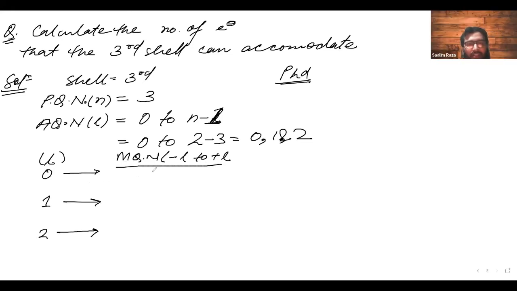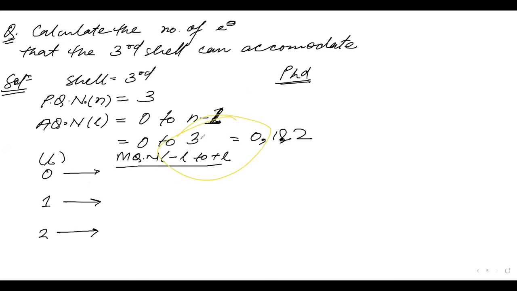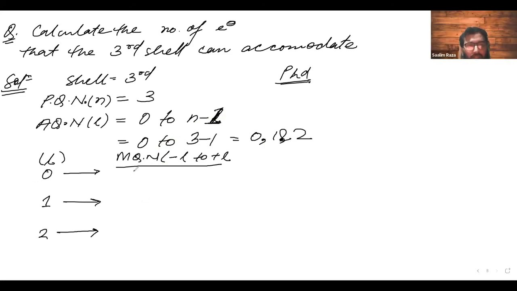Somebody has the answer. It will be 3 minus 1, right? Here you wrote 2 minus 3. Oh, yes. I'm really sorry. Yes, correct. Thank you for correcting me. This will be 3 minus 1. So this will be 0. This will be minus 1, 0, plus 1. This will be minus 2, minus 1, 0, plus 1, plus 2.